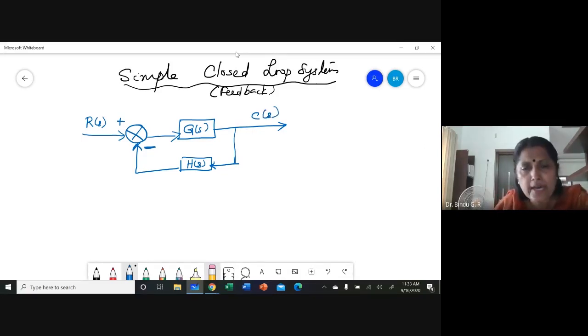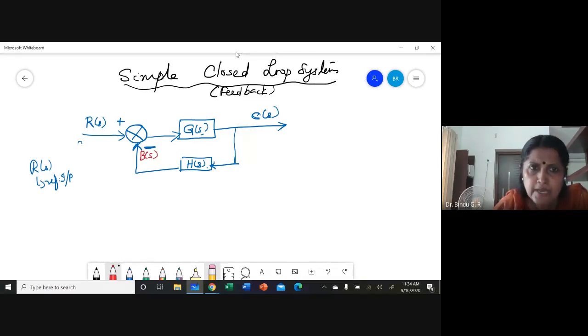Now this is the block diagram of a basic closed loop system where G(s) is the forward transfer function, H(s) is the feedback element, R(s) is the reference input. Hence, we put it as R(s). This is the output, which is C(s). Okay. Now, two more signals I want to write: one is B(s), which is the feedback signal, and this signal is E(s), which is the error signal or actuating signal.